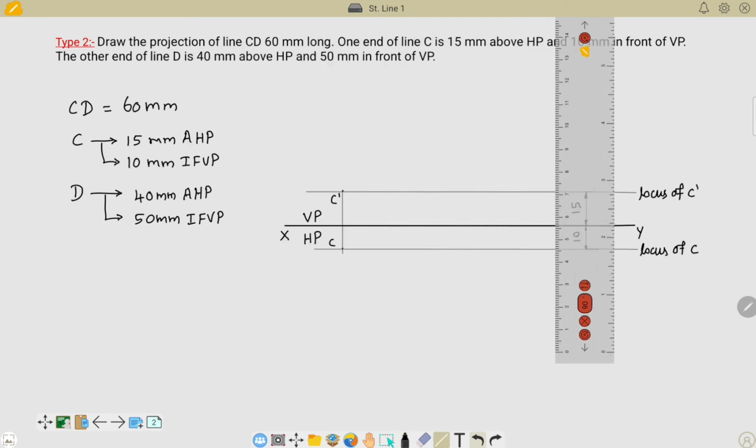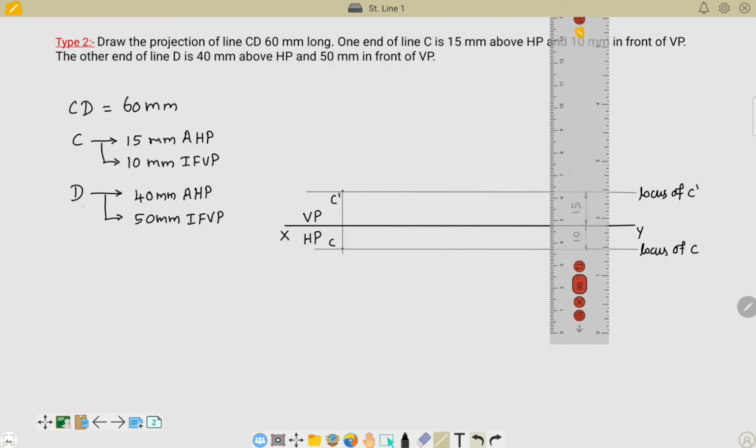Similarly, we will draw the locus lines for the D points. We have completed the locus of C with respect to the given data. We have drawn the locus of C and C dash with the given data. So now we will proceed with the locus of D points.